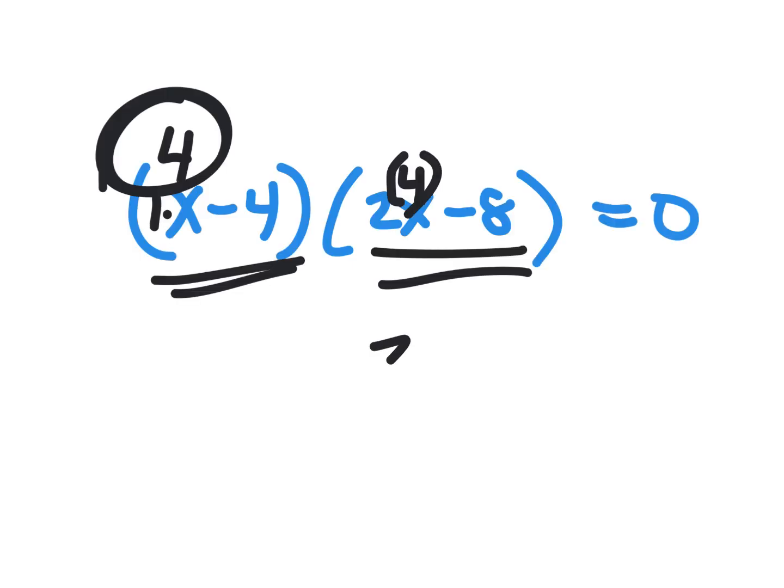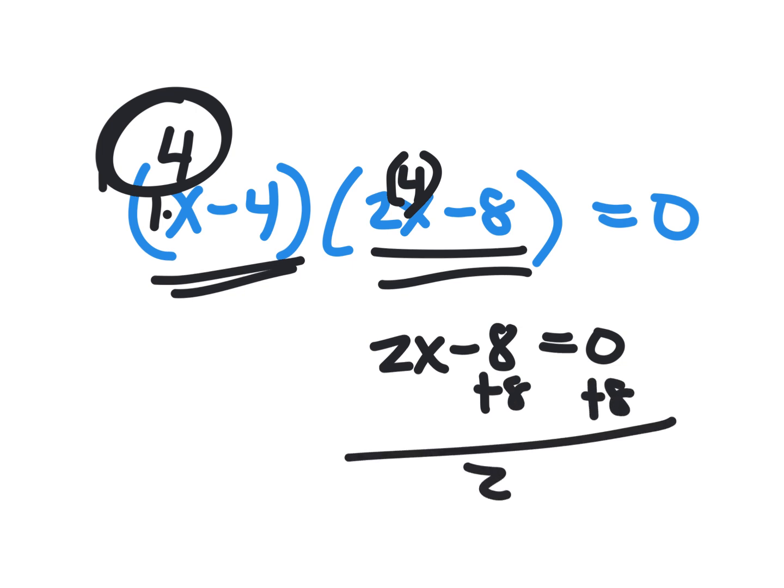And if I didn't know how to do it in my head, here's what I'd do. Equals 0, and then I'd add 8, 2x equals 8, and then x must be 4. I can see 2 times 4 is 8, right? So x equals 4. Those are my two answers. 4 and 4? Yes, you can have the same answer twice.